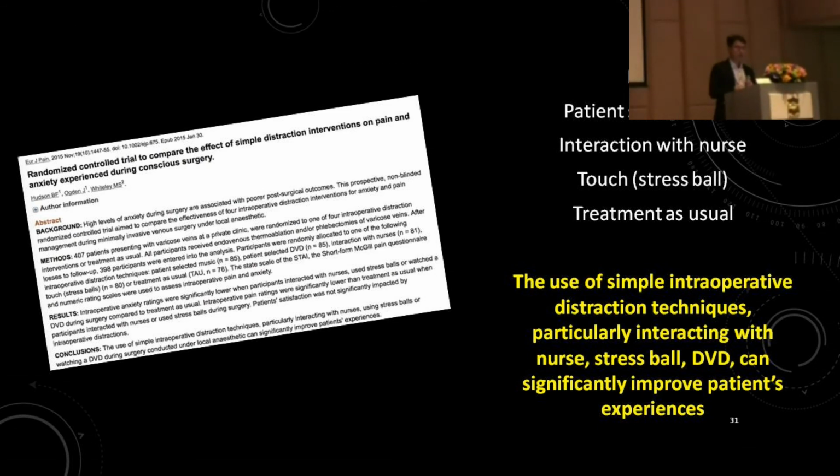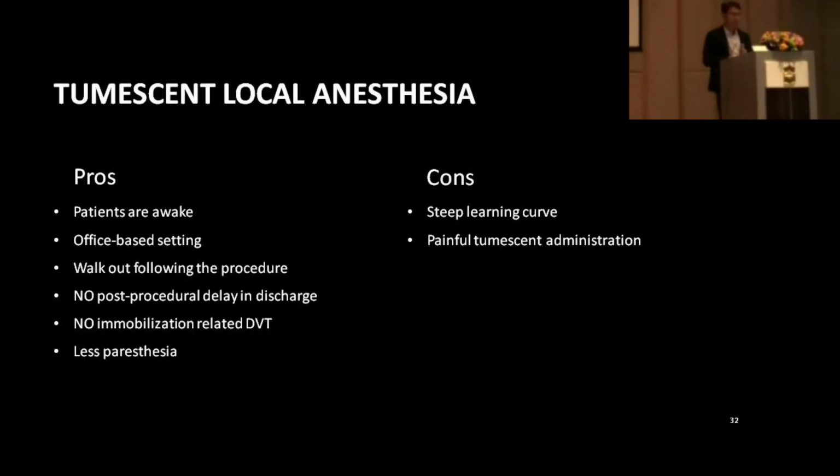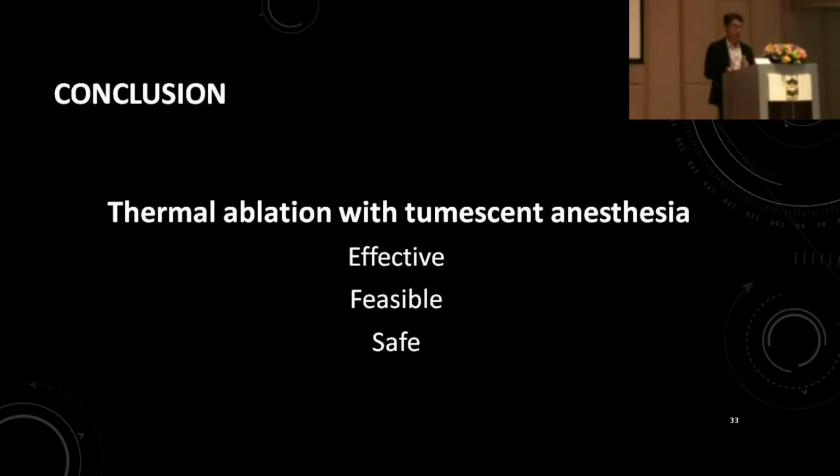This is another paper, which likewise divided patients into 5 groups. The conclusion is that simple intraoperative distraction techniques, such as interaction with the nurse, can significantly improve the patient's experience. So we use tumescent local anesthesia, with many pros and cons.